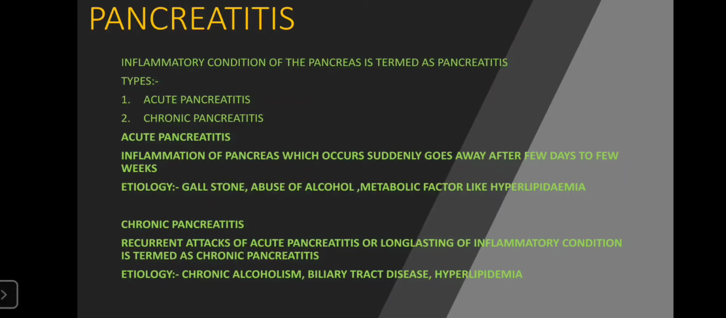Acute pancreatitis, inflammation of pancreas which occurs suddenly and goes away after a few days to few weeks. It does not persist for a long time and appears within the few weeks, or it may disappear within the few days also. The causes for acute pancreatitis are gallstone, abuse of alcohol, and metabolic factor like hyperlipidemia.